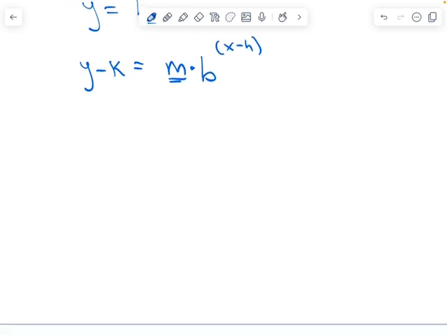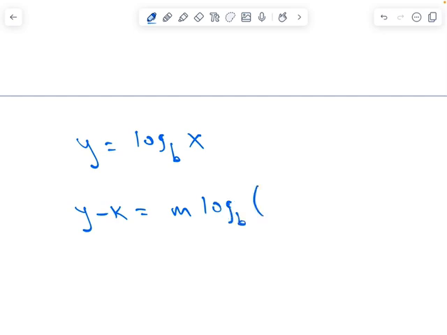Let's do two more. Let's do rational. y is equal to 1 over x. Replace that y with y minus k. Let's put an m right there, and then x minus h. All right, let's do logarithmic. y is equal to log base b of x. Again, y minus k is equal to m log base b of parentheses x minus h. Now those parentheses are really important there. You can kind of do without them on the left-hand side, but definitely make sure you're logging x minus h and not logging x and then subtracting h as an afterthought.